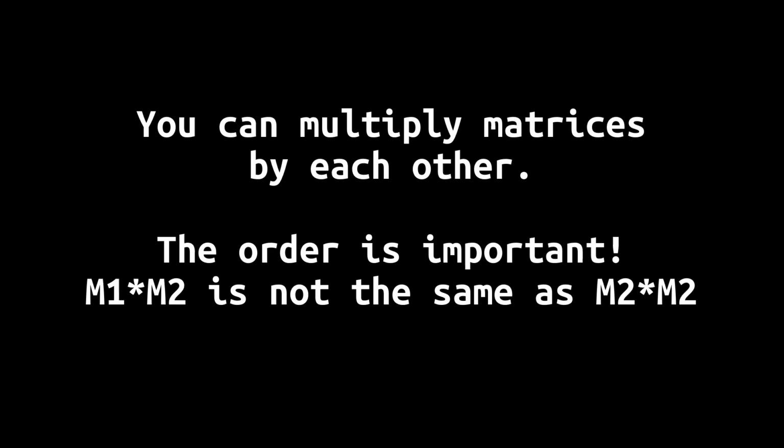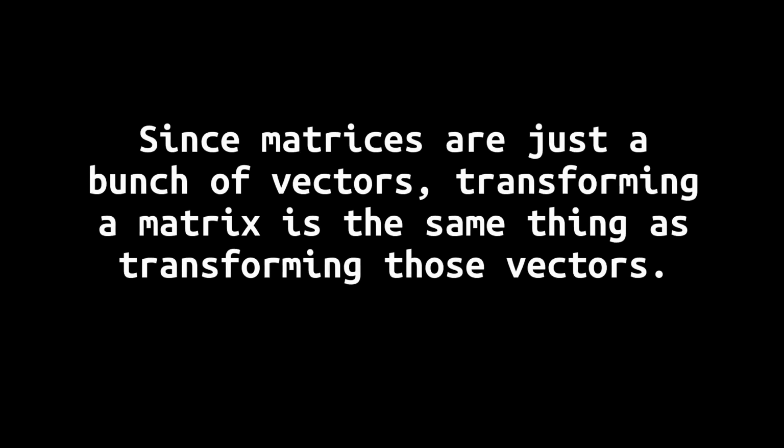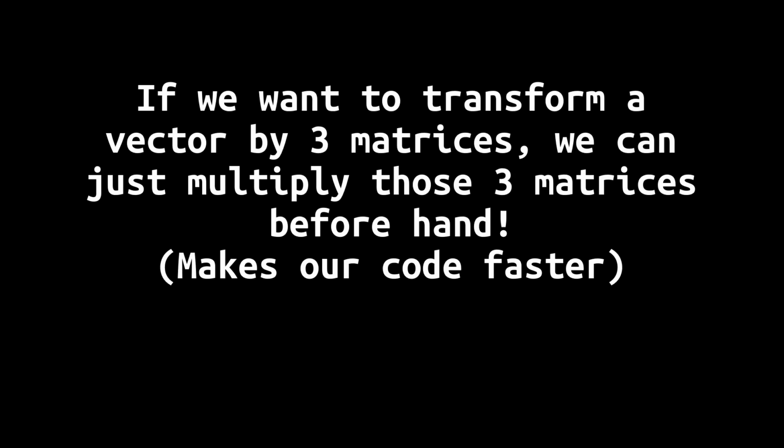Matrices can be transformed by each other. The simplest way to think about this is to consider each matrix as the vectors it's made from. All we are doing is transforming each of them so we can combine any number of matrices into a single one with ease.